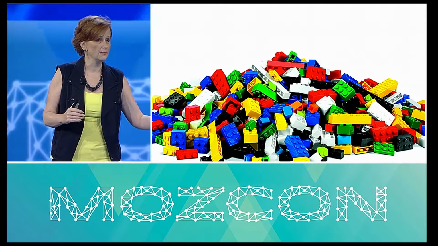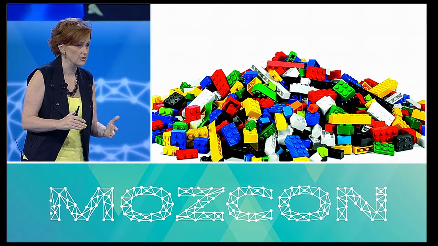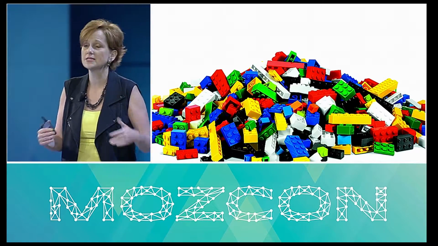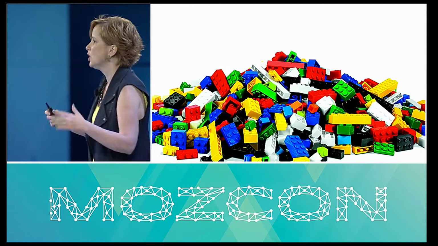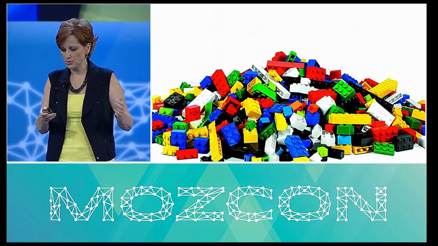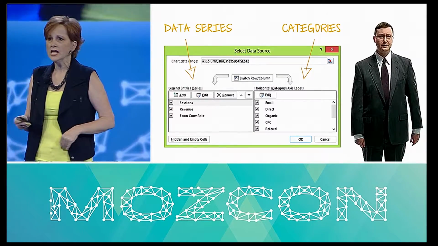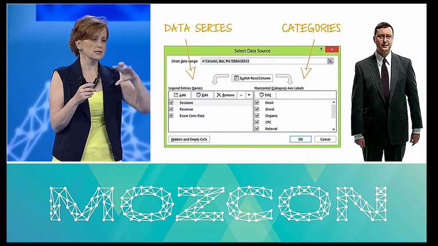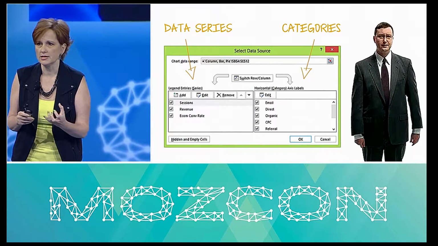If you weighed them, then you would have an additional data series that would be the weight of Lego bricks. If you knew the cost, then you would have an additional data series called cost, but you would have the same categories, which would be the colors. Now let's jump into an actual chart. And let's look at the underbelly of Excel charts.